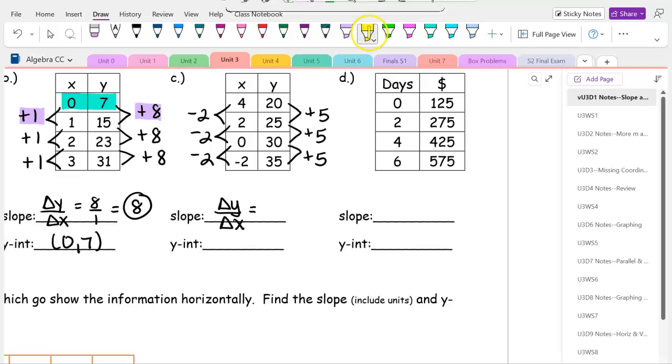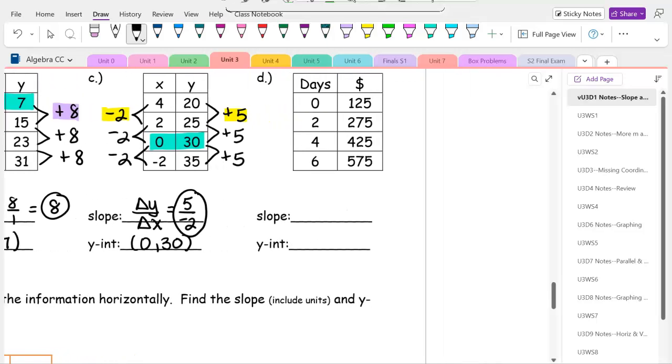Your change in y is 5. Your change in x is negative 2. So we're just going to go ahead and put that on top. And when you divide that in math, it doesn't change. It just stays negative 5 over 2. So that's going to be our answer. That y-intercept is wherever you have 0, comma. And so in this case, it is 0, 30.